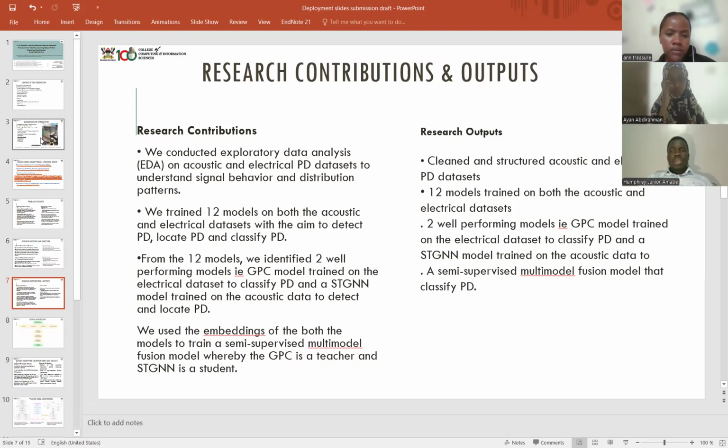For our research outputs, we cleaned and structured the datasets that we had, and then we generated the 12 models that we trained from the acoustic and electrical datasets. We got two well-performing models: the GPC model, which we trained on the electrical dataset to classify the PD, and the STGNN model trained on the acoustic dataset. And at the end of it all, we were able to create a semi-supervised multimodal fusion model that detects and classifies PD.